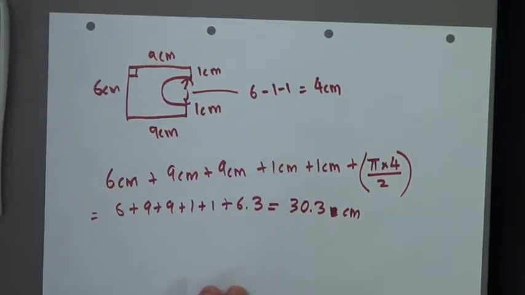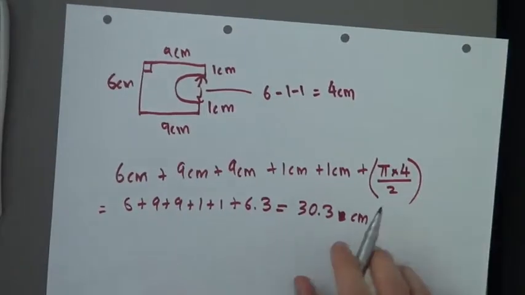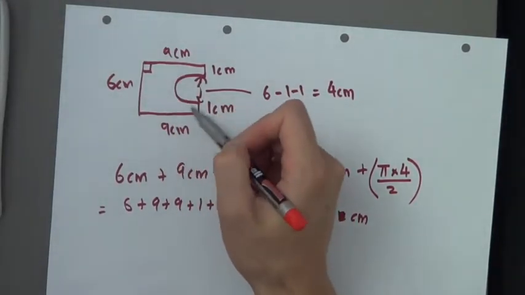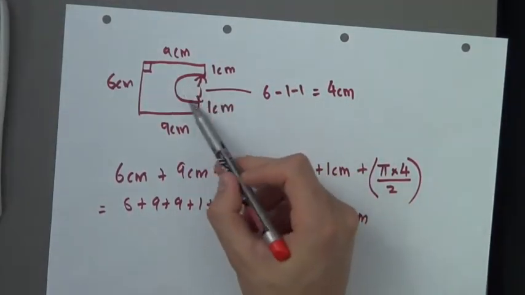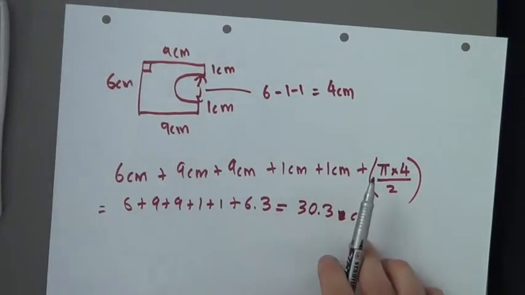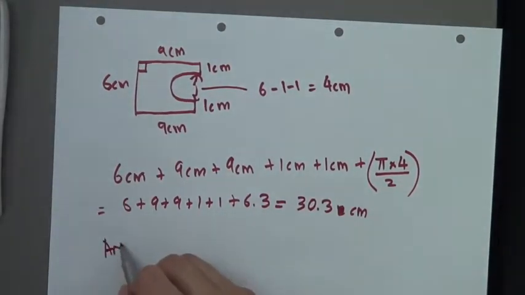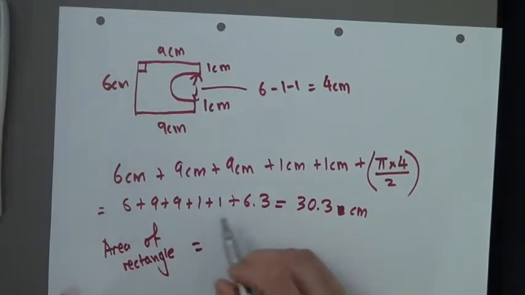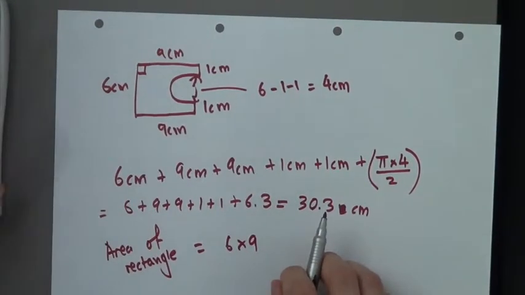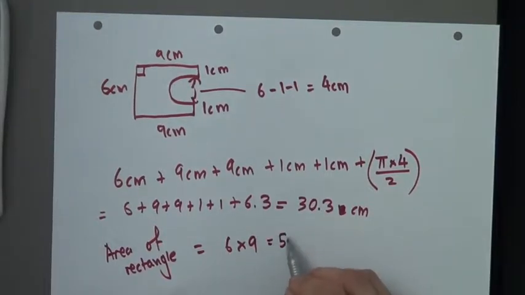And now it says the area of this shape. So first of all, I'm going to work out the area of this rectangle minus half the area of this circle. So the area of the rectangle is equal to 6 times 9, and that's equal to 54 centimeters squared.